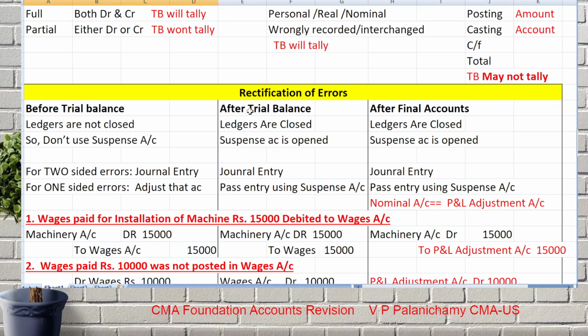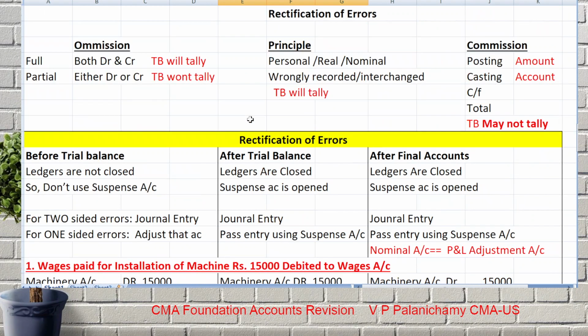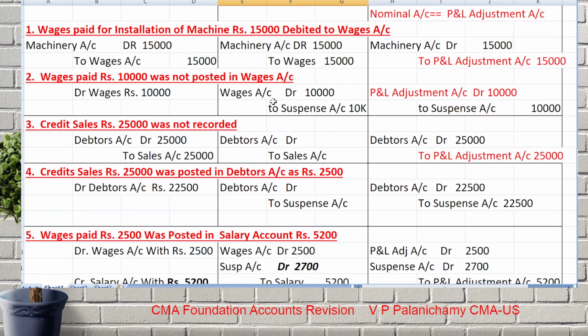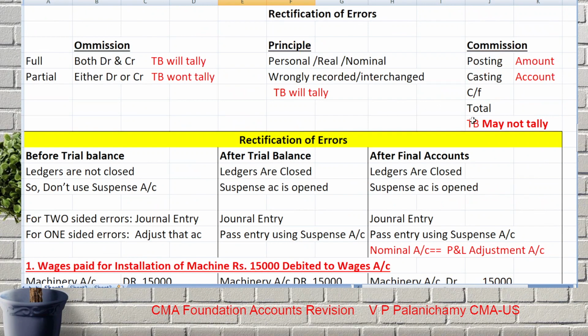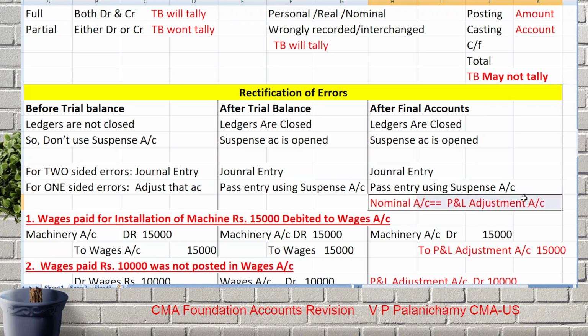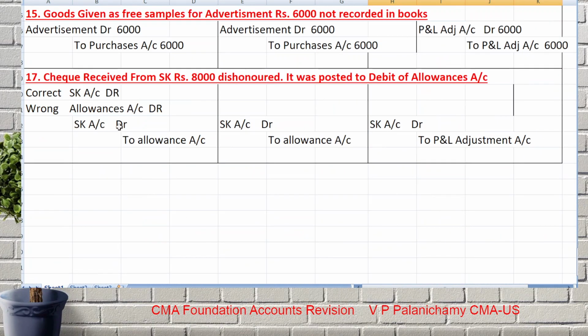If it is after trial balance, pass a journal entry for two-sided errors like machinery to wages, or debtors to sales. For a one-sided error, use which account? Suspense account. So for an error affecting one account, we'll use which account? Suspense account. If it is after final accounts, what will you do? Wherever there is a nominal account, use which account? P&L adjustment account. For example, here SK account debit to allowance.